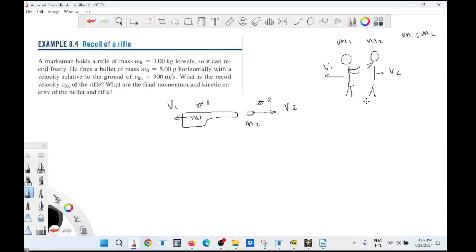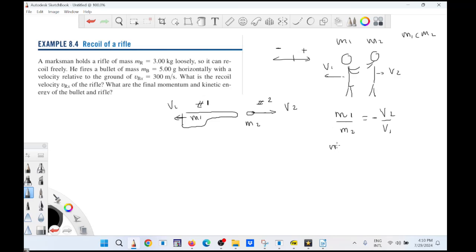But in a recoil situation, I always have, because of conservation of momentum, M1 over M2 equals minus V2 over V1. So in that case, velocity is a vector. So one direction will be positive, the other direction will be negative.